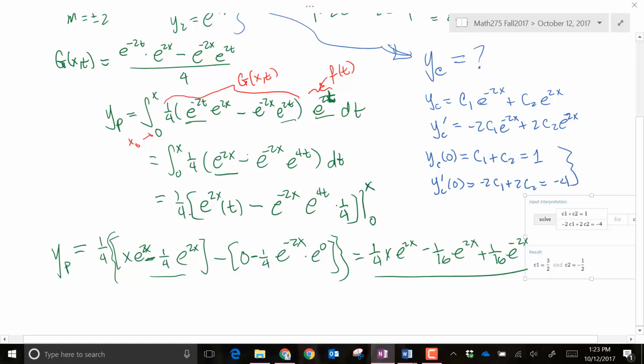In here? I don't know if it did it. Oh yeah, it did. Because this is going to be 16 minus 16 plus 16. Mm-hmm. So C1 is equal to 1 minus C2.